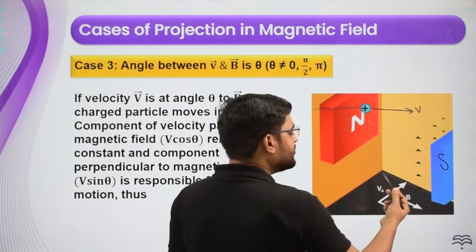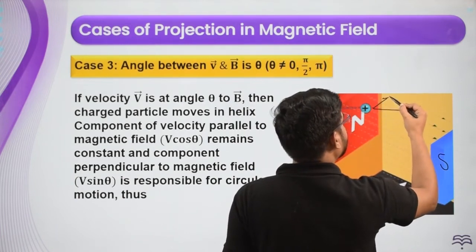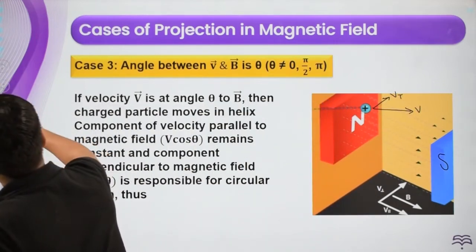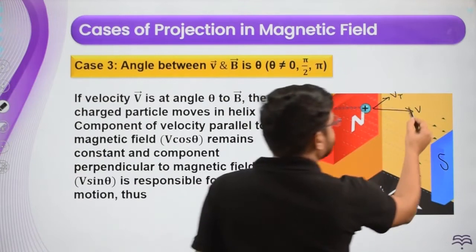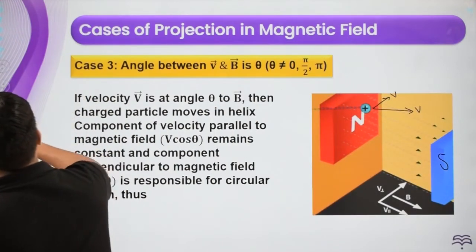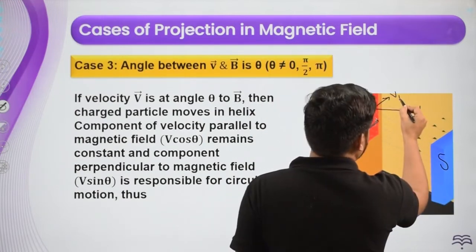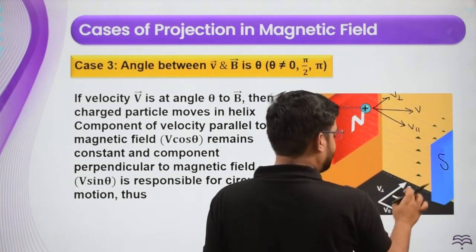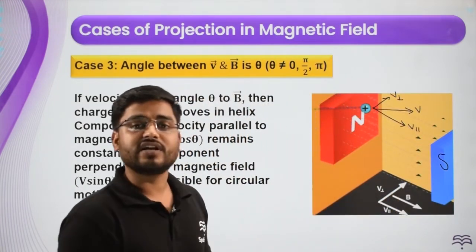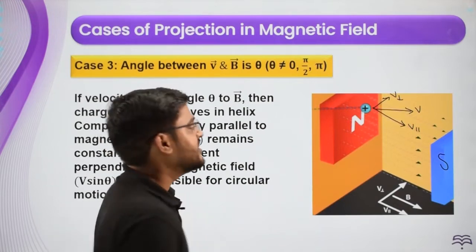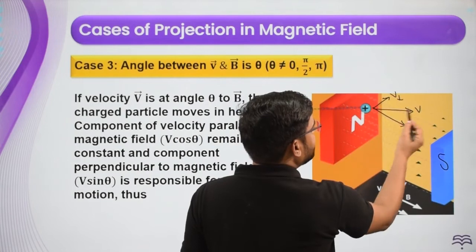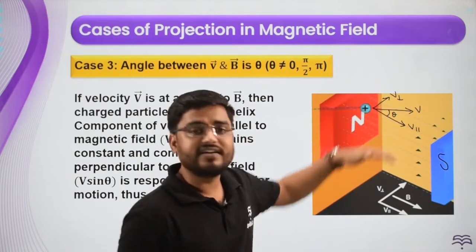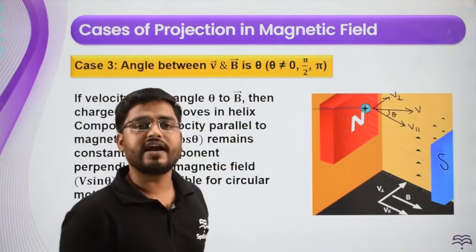One perpendicular to the magnetic field, which is that way. This is my v perpendicular. And one is along the magnetic field, which is my v parallel. What are the values of v perpendicular and v parallel? That depends on theta. This was the direction of the magnetic field. Let's say our velocity was making an angle theta, and theta is somewhere between 0 to 90, neither 0 nor 90 nor pi.